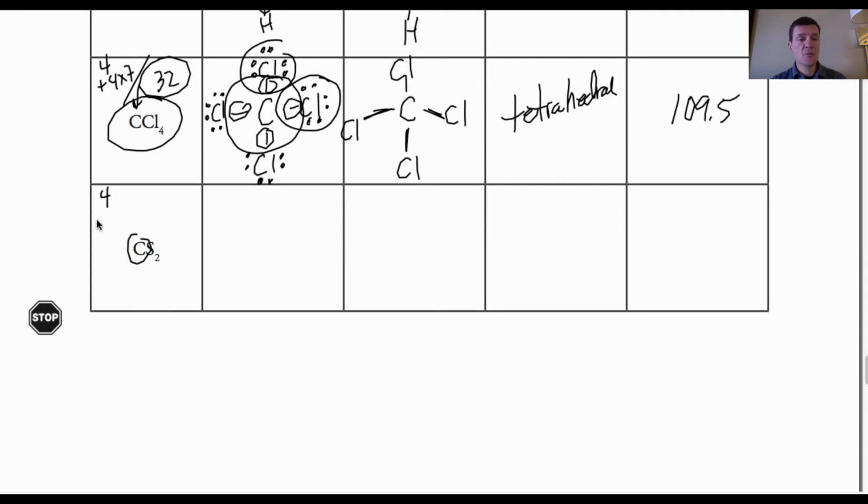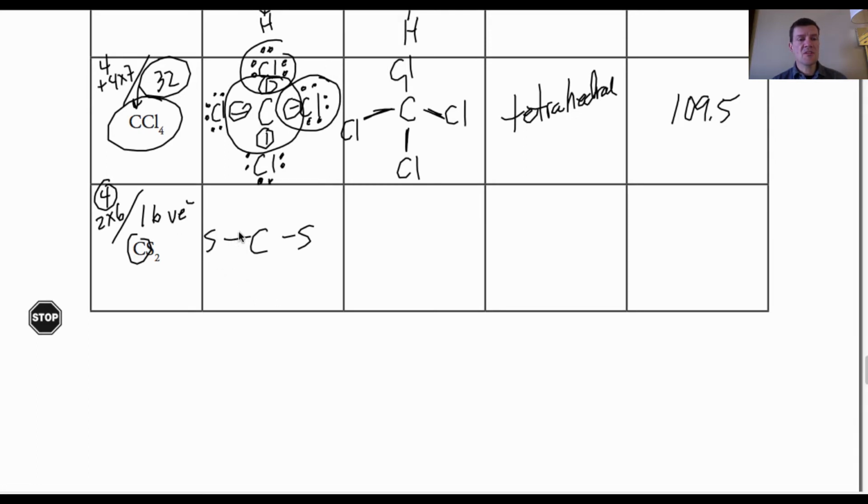Sulfur's in the oxygen group. We've got 2 there. So 2 times 6, so we've got a total of 12 and 4 more. We're going to have 16 valence electrons represented. Put carbon in the middle. Skeleton structure. There you go.